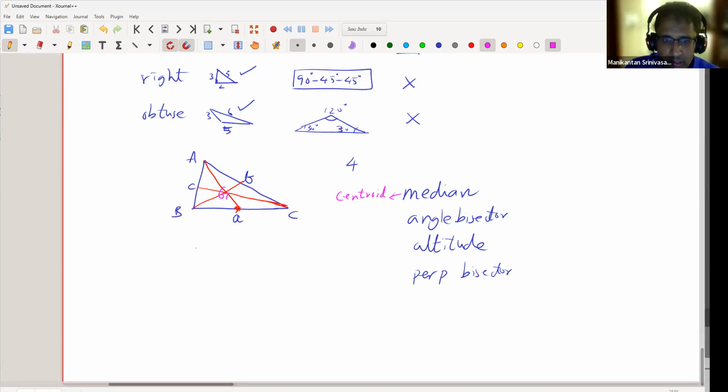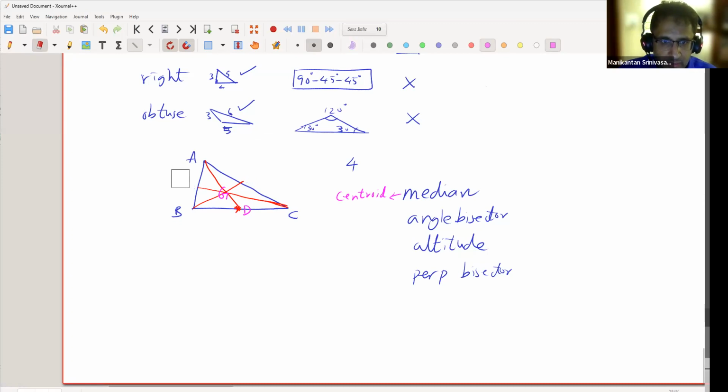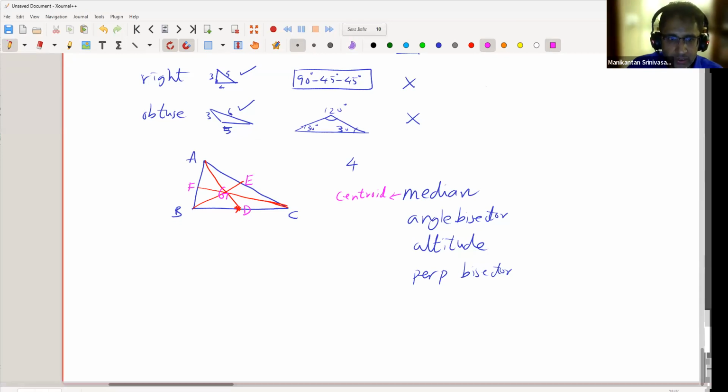So let's label these points also. Let's say the midpoint of BC is D; this is the side small a, by the way. I'll erase the side length so that it's easy. Let's say the midpoint of AC is E, and the midpoint of AB is F. Now this point G is the centroid. It's actually the center of gravity. If you form a triangle ABC using a cardboard piece and want to hold it on one finger, that has to be at G, the center of gravity of the shape.